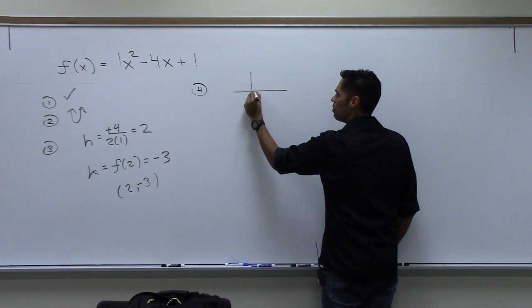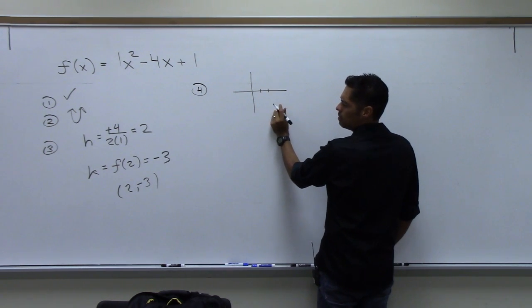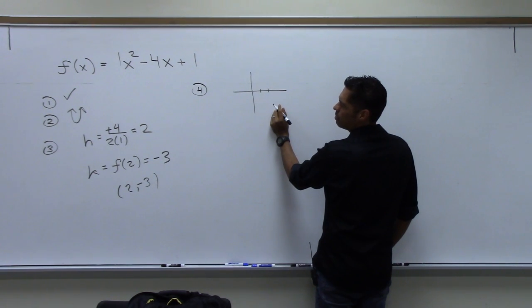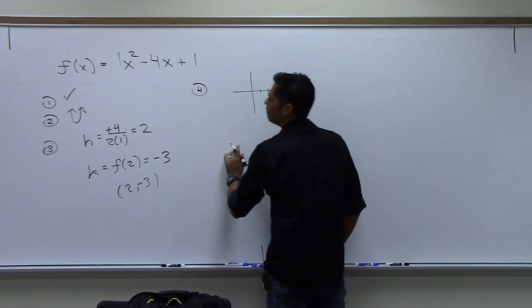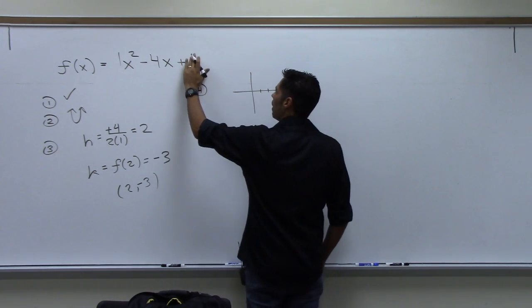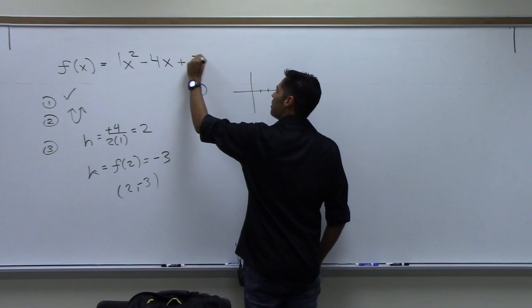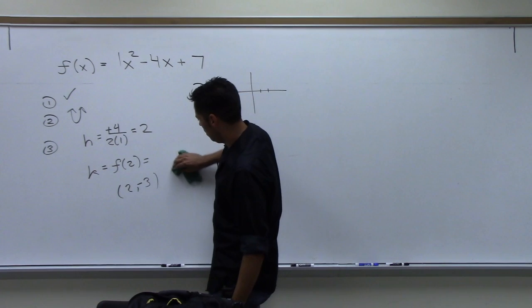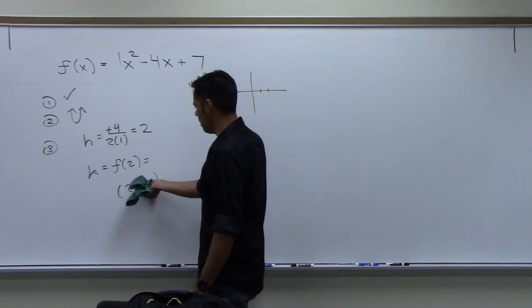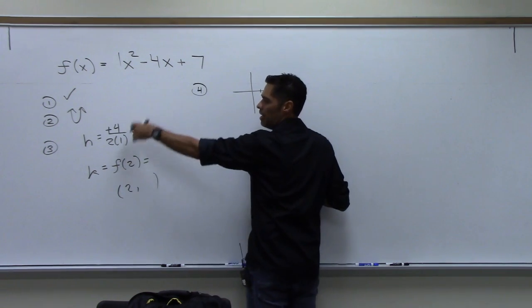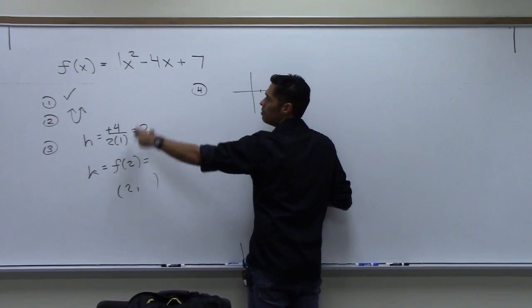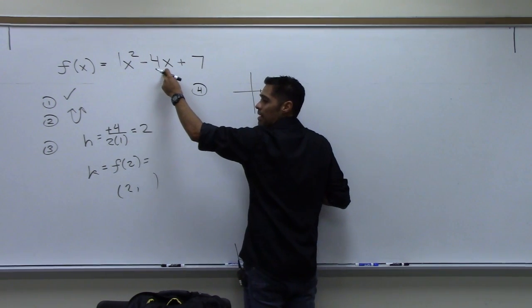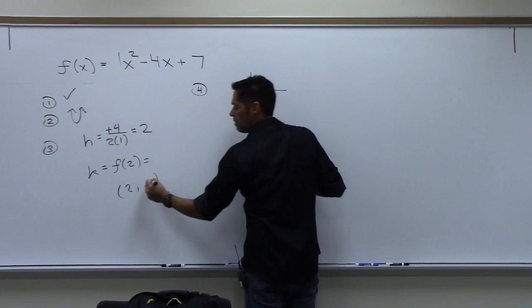Vertex is (2, negative 3). Hold on. I wanted that. You know what? I need this to do something else. Pardon me. Let's make that 7, okay? That's going to change this value. This doesn't change, all right? If I plug 2 into this, 4 minus 8, negative 4 plus 7, that's going to be 3 instead.